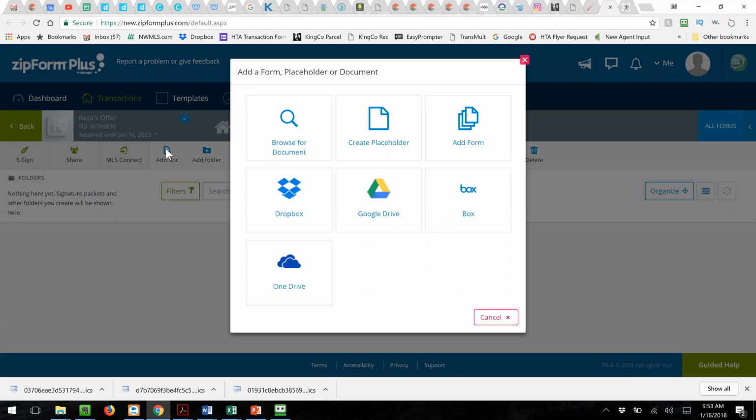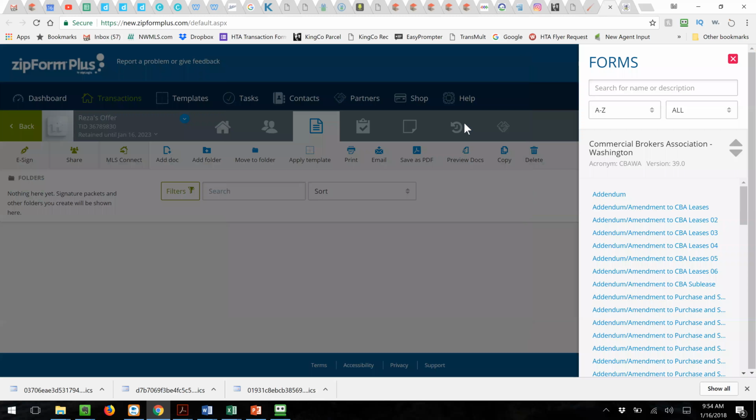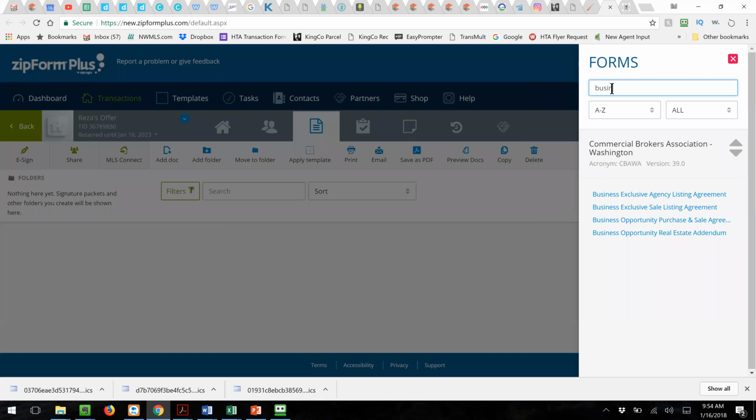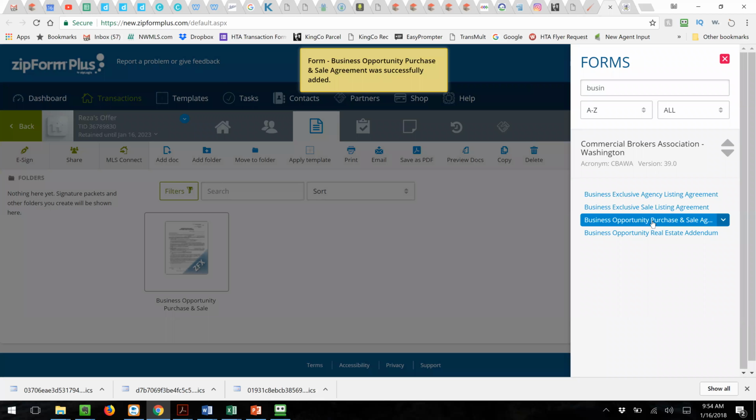It's going to open up a window that gives you a variety of places. So if you had stuff on your machine you wanted to upload, you could. Forms means their library of forms. So that's where we're going to spend most of our time. All I did was type in the word business, or started to type the word business. It automatically narrowed down the filters to just that. So there's business opportunities where you're just buying a business, and then there's business opportunities where there's real estate included. Yours is just business, right?